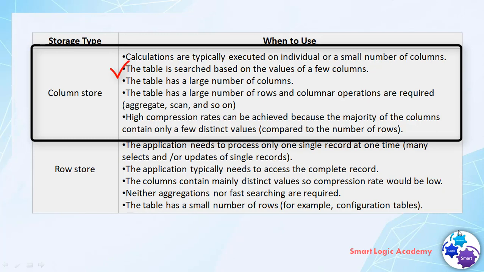If you find the table is searched based on values of a few columns, or the number of columns in that table is large, then you can choose column store. If the table has a large number of rows and columnar operations are required, such as aggregation, scan and so on, then you can go for column store. If you want to compress data in your table, it's better to choose column store as the storage type.